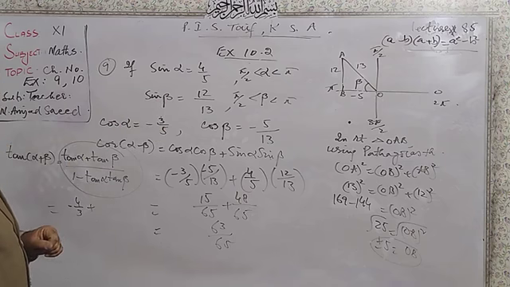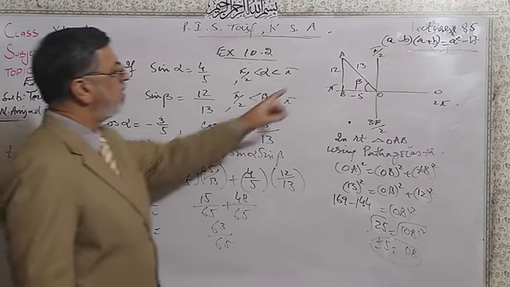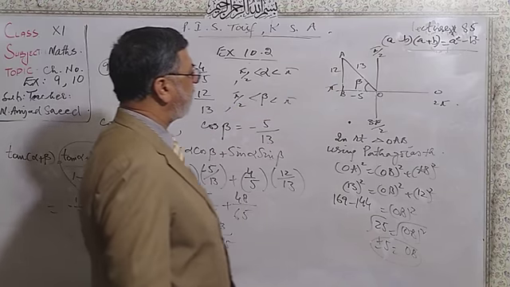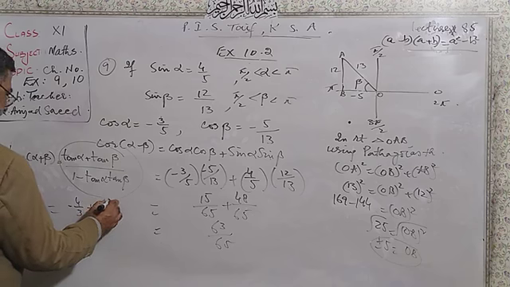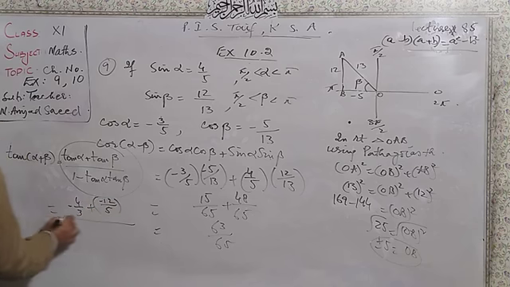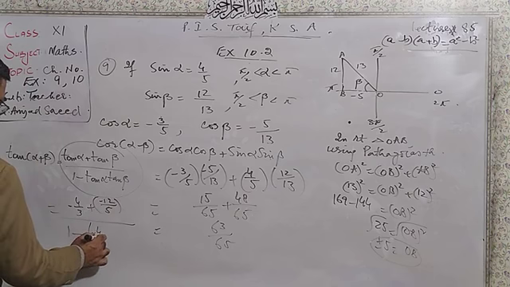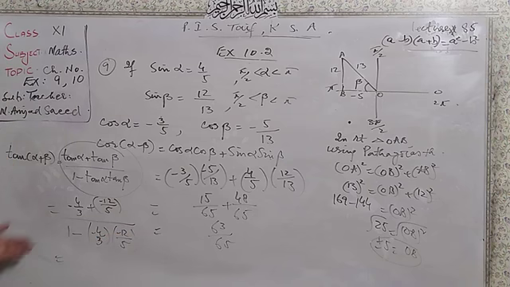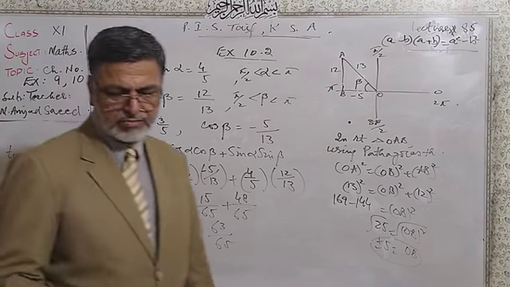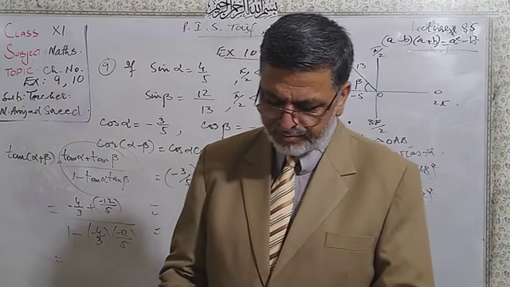Similarly, what about tangent beta? Perpendicular over base, that is minus 12 over 5. Over 1 minus minus 4 over 3 into minus 12 over 5. Dear students, make use of your calculator and find your answer.